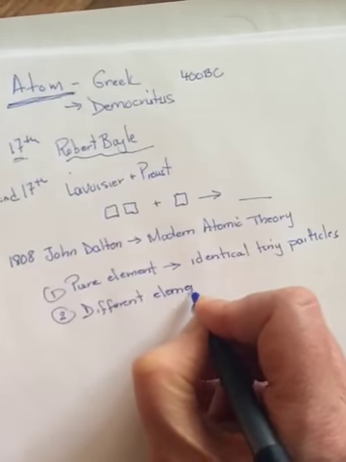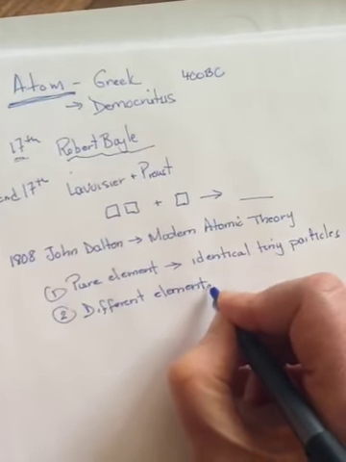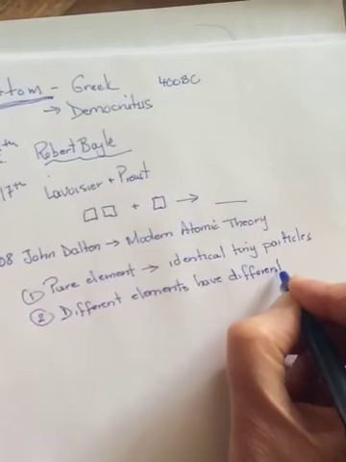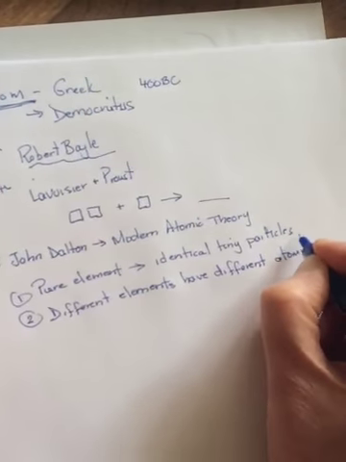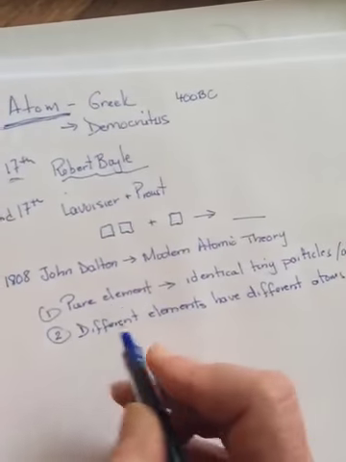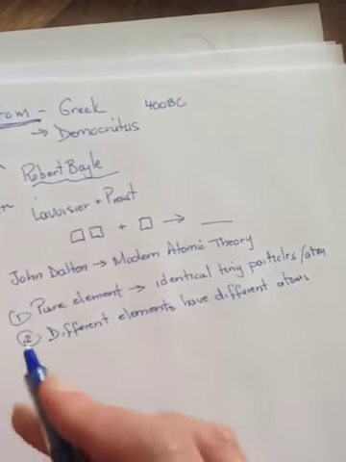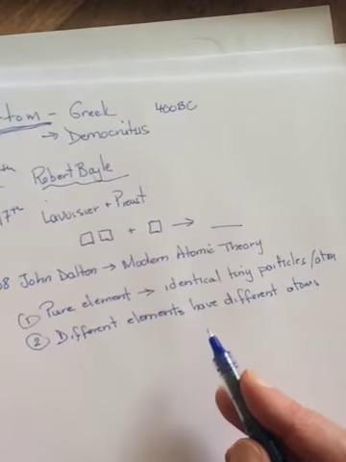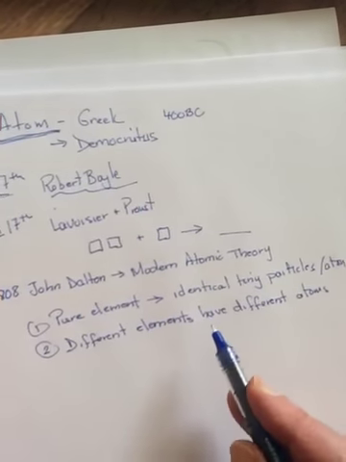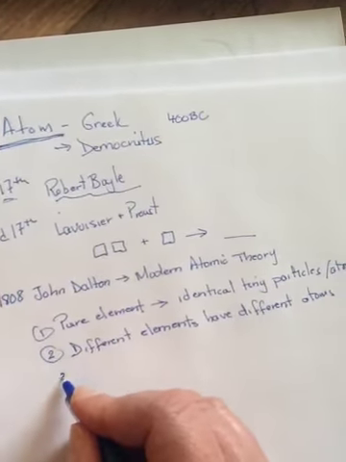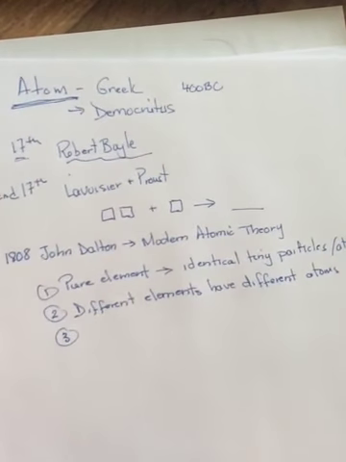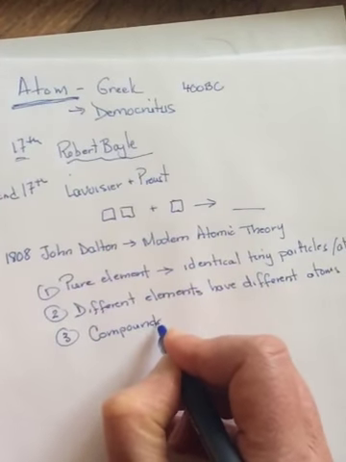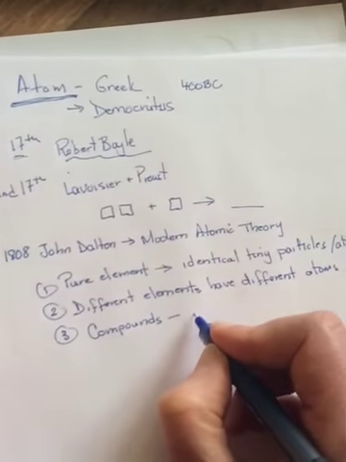So the tiny particles that copper is made up of, different elements have different atoms. So copper would break down into tiny little atoms. Aluminum would break down to tiny little atoms. All of the copper atoms would be the same. All of the aluminum atoms would be the same, but they would not be the same as each other. So different elements would have different atoms. And then the third one was that combined substances, what we would call compounds now, are made up of a combination of different atoms.